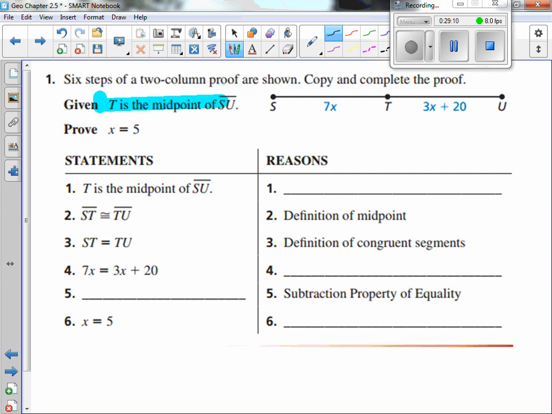But they didn't fill in the reason why T is the midpoint of SU. Why is that? It is given. Anything that's told to us is given.